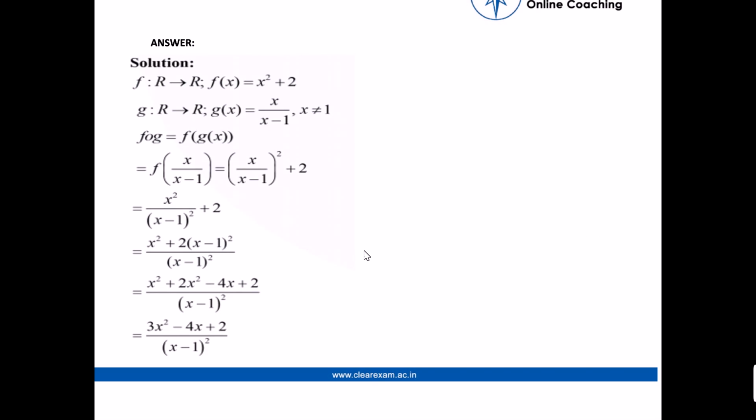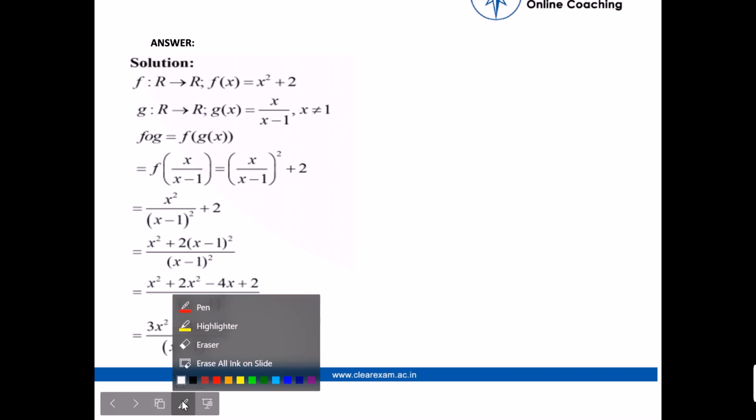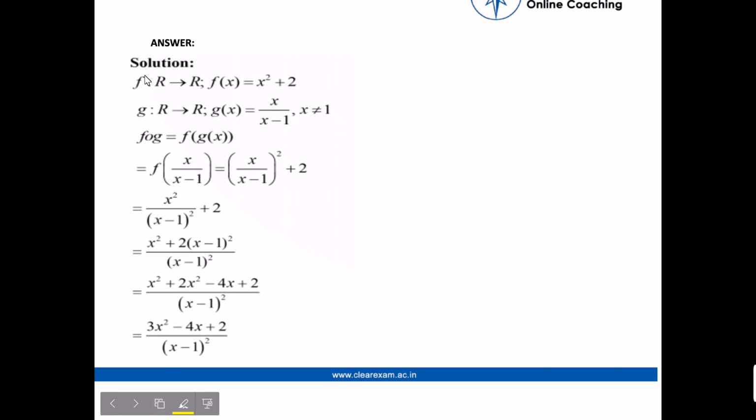So the solution will be: this is the given f equation and g equation. So f of g is equal to f applied to g(x), in the function of x. So we get f(x/(x − 1)). We just put the value of the g(x) equation, so we get (x/(x − 1))² + 2, putting it into this equation of f(x).